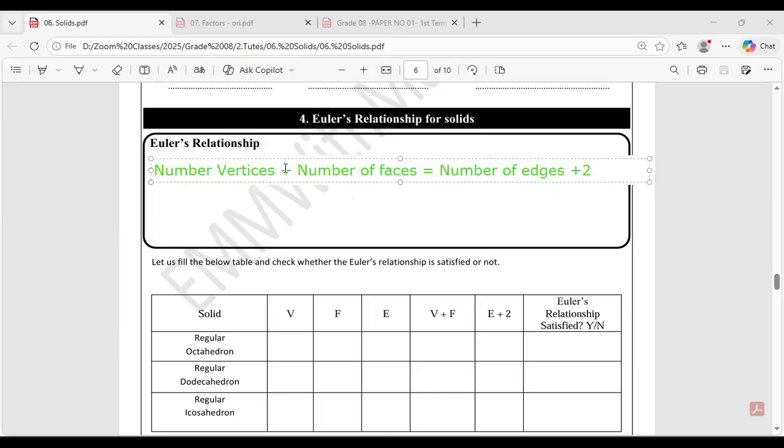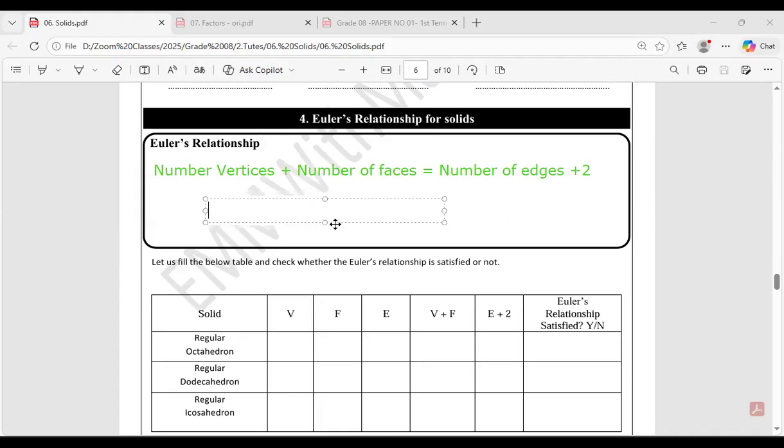Number of vertices plus number of faces equals number of edges plus 2. Right? I will explain this on the board. First of all, please write this. Euler's relationship: number of vertices plus number of faces equals number of edges plus 2. Right?